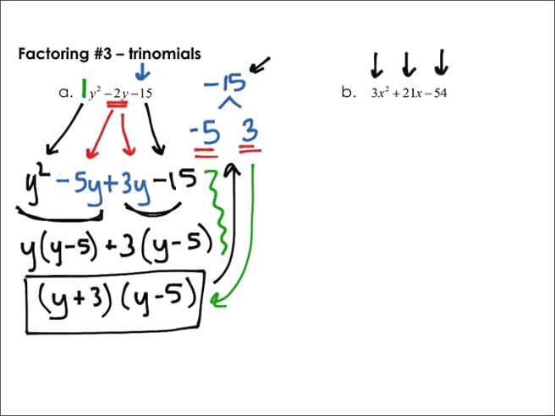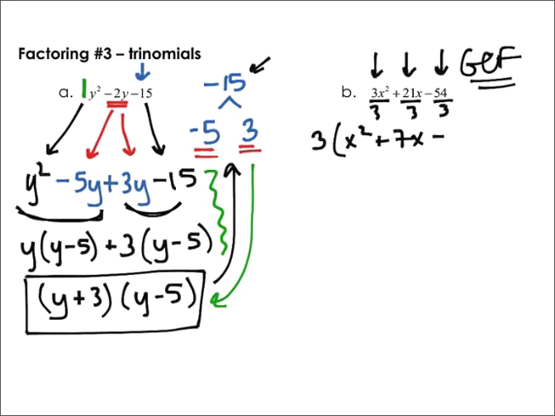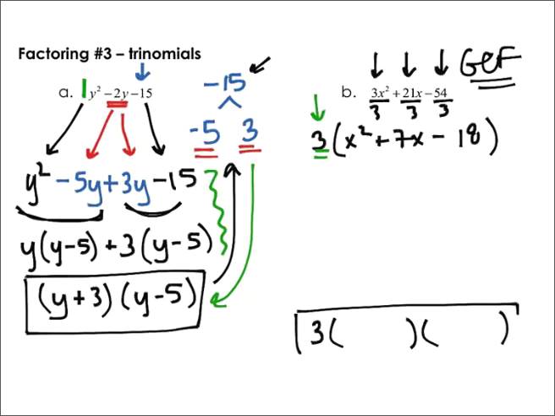Alright, next problem. If you look, they all have numbers that I could divide by 3. Remember, always look for a GCF. It's just going to make the number smaller and make the problem easier. So I'm going to divide everything by 3. So I've got a 3, and then I've got x squared plus 7x minus 18. Alright, this 3 is part of the answer, so don't forget about it. When you get down to the answer, it's going to be part of the answer if you just want to write it down, because I know that we're going to need it, so we don't forget it.